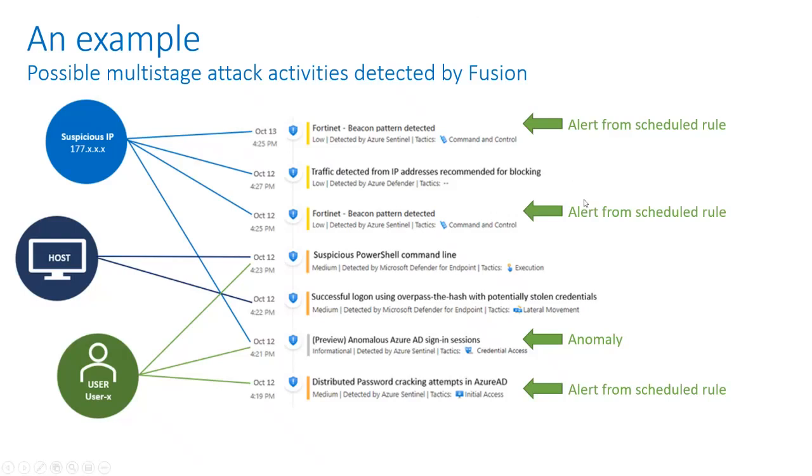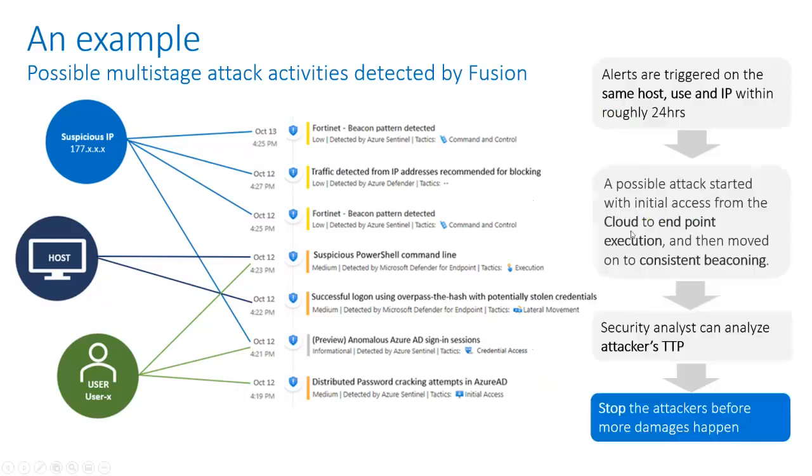Fusion detected this attack by correlating anomalies, so it's the anomalous Azure AD sign-in sessions and alerts from custom scheduled rules. There are 3 alerts triggered by 2 different scheduled rules in the incident. One is distributed password cracking attempts in Azure AD, and the other 2 are from the Fortinet signal beacon pattern detected. There are also alerts from Microsoft products in this incident, including Microsoft Defender for Endpoint and Azure Defender, which is now called Microsoft Defender for Cloud.